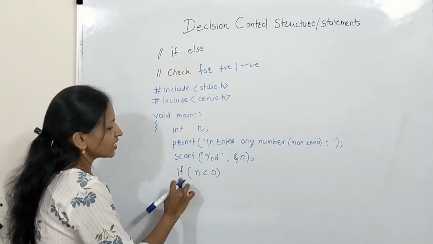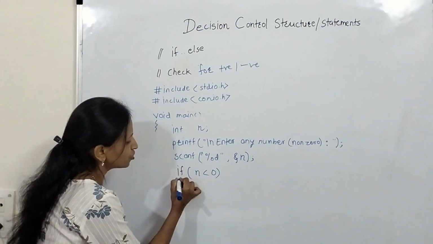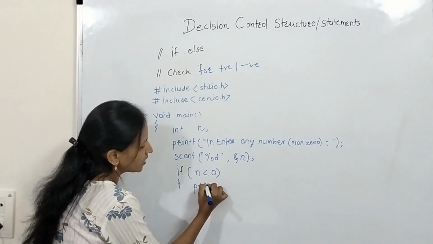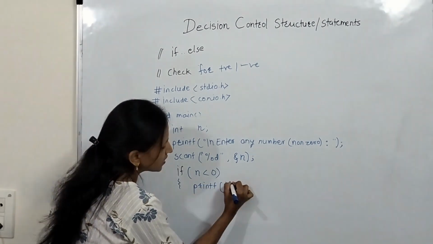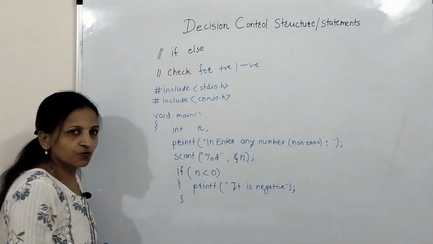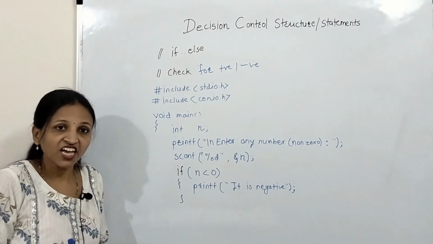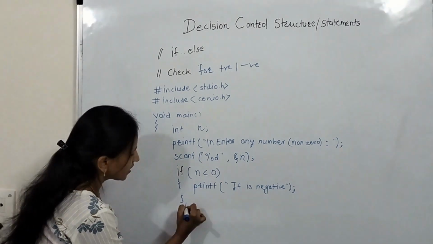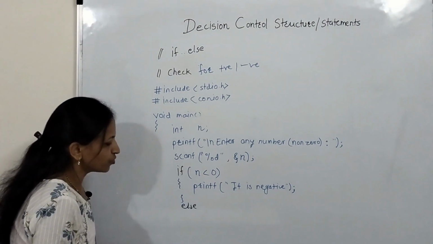Here we will write, if n is less than 0, then what should get printed? printf it is negative. Then if this is not true, where to write it? In the else block. Here we can write else. Else what is to be done?